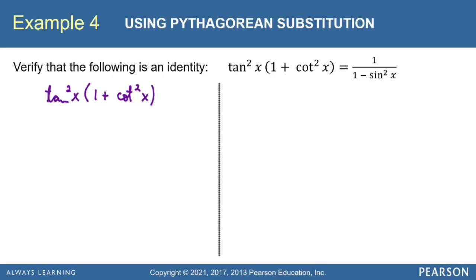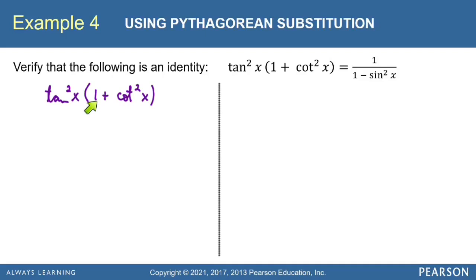Now you might be wondering if we could distribute the tangent squared x here. We could do that and it would not be wrong. But in this example, I want us to focus on the strategy of making a Pythagorean substitution. So that's the direction we're going to go here. Now look inside the parentheses here and you see a 1 and a squared function. And that should always make you wonder if you could possibly replace these 2 terms with the other side of a Pythagorean identity. And if you've memorized your Pythagorean identities, you know that 1 plus cotangent squared x is equal to cosecant squared x.